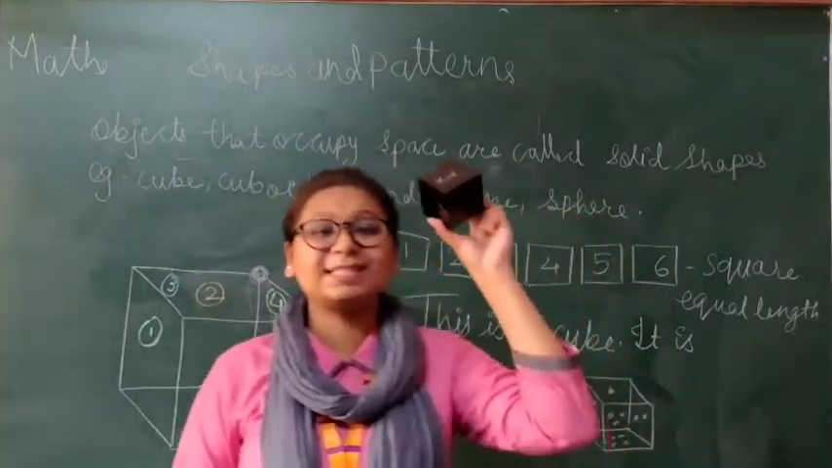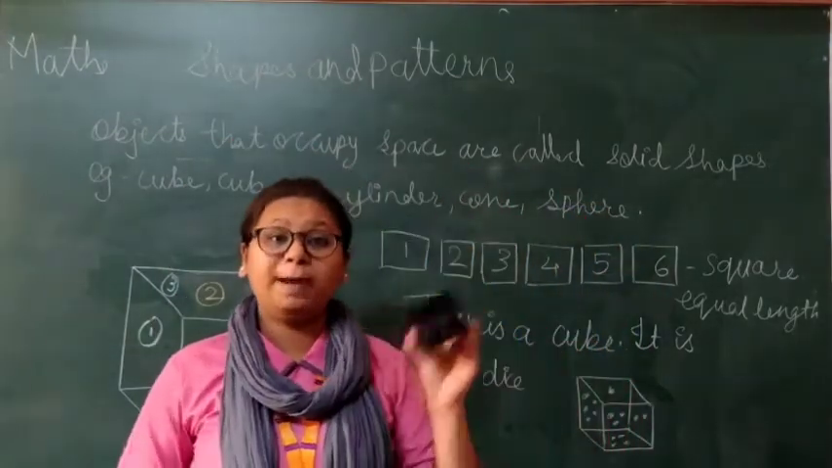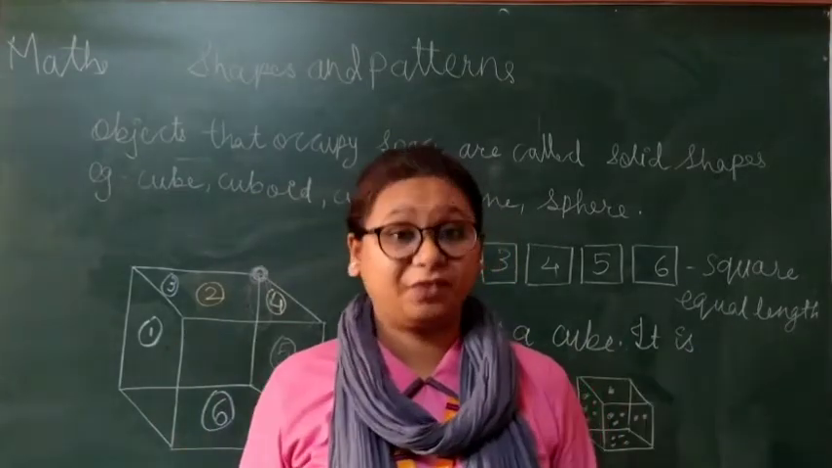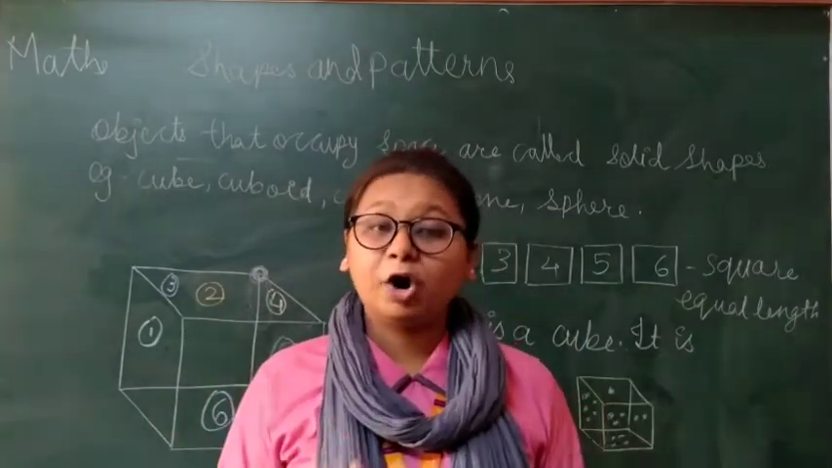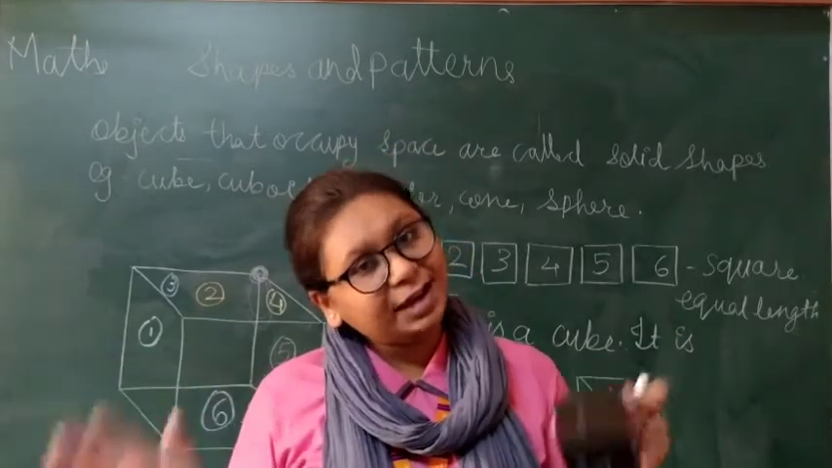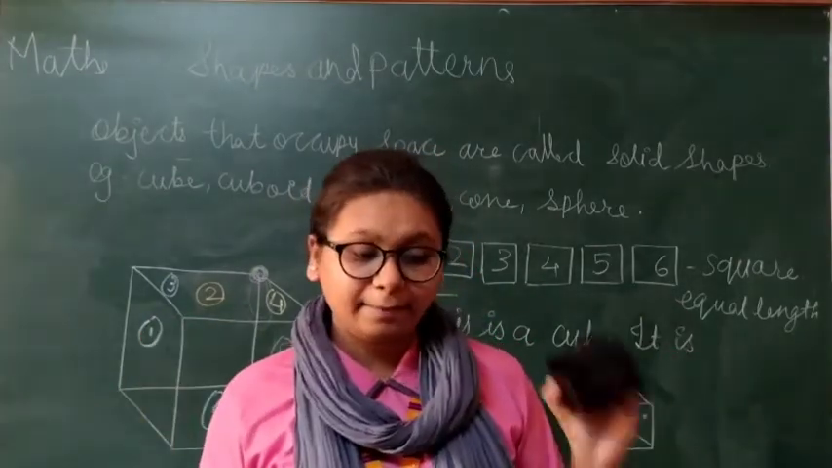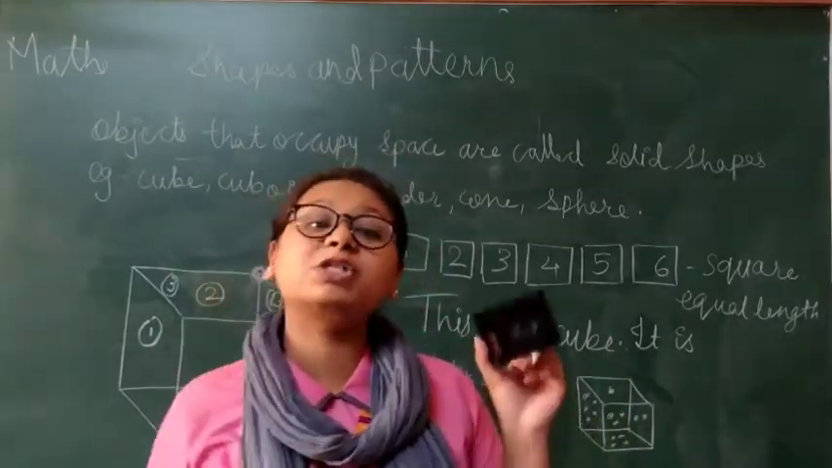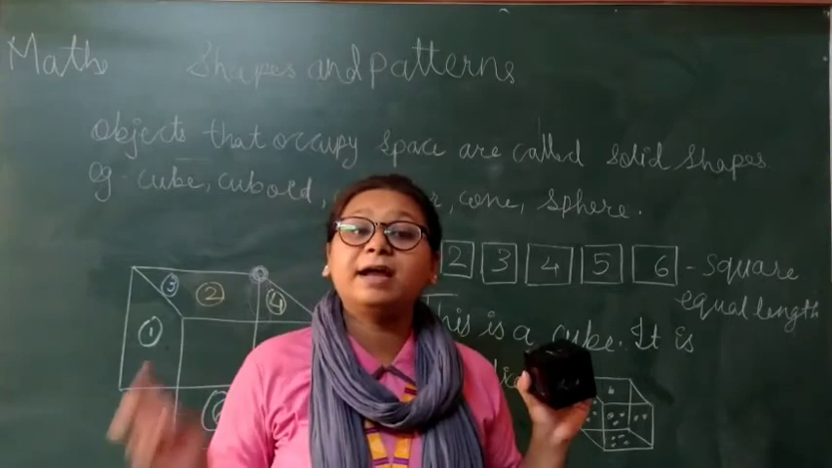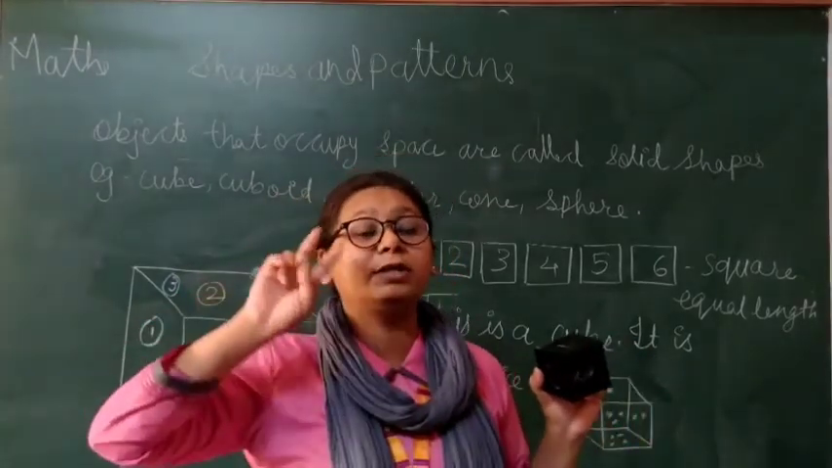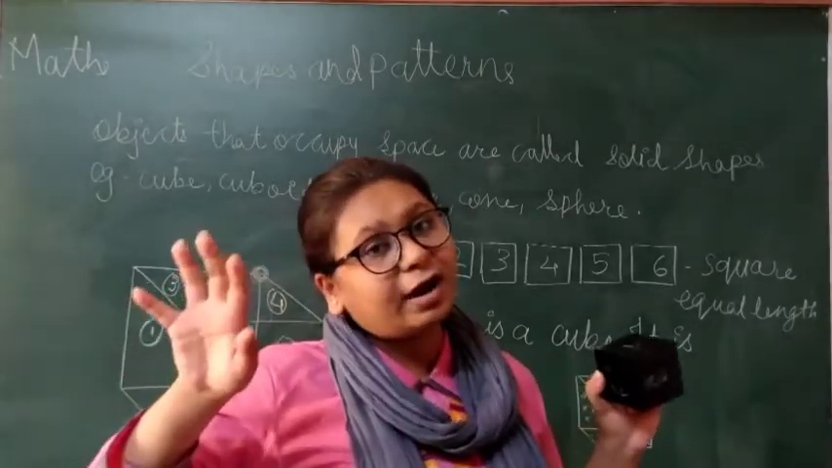So students, this is all about the cube. A cube has 6 sides. The sides which we can touch are known as faces. All the 6 faces of the cube are the same, of equal length and are square. The side where two faces meet each other is called an edge. And when two edges meet each other at a point, that point is known as a corner.